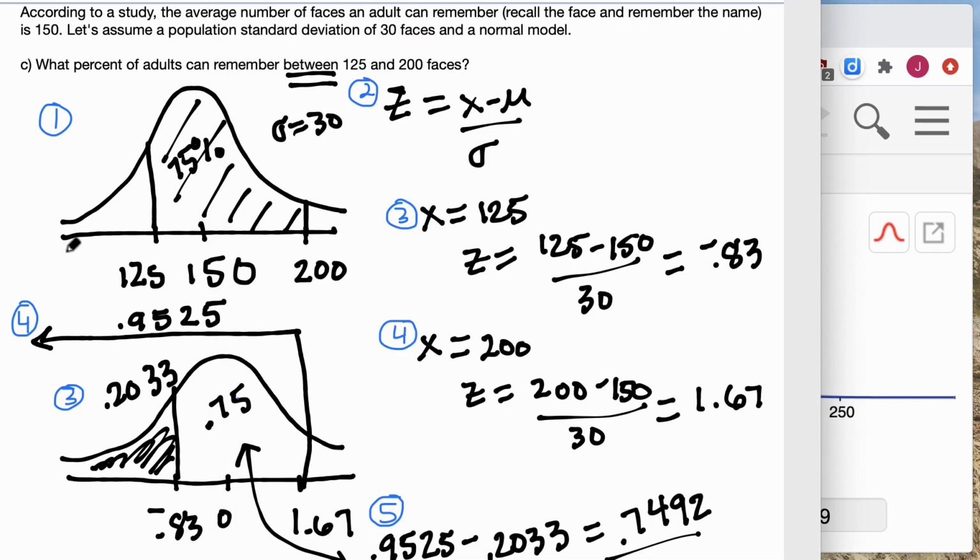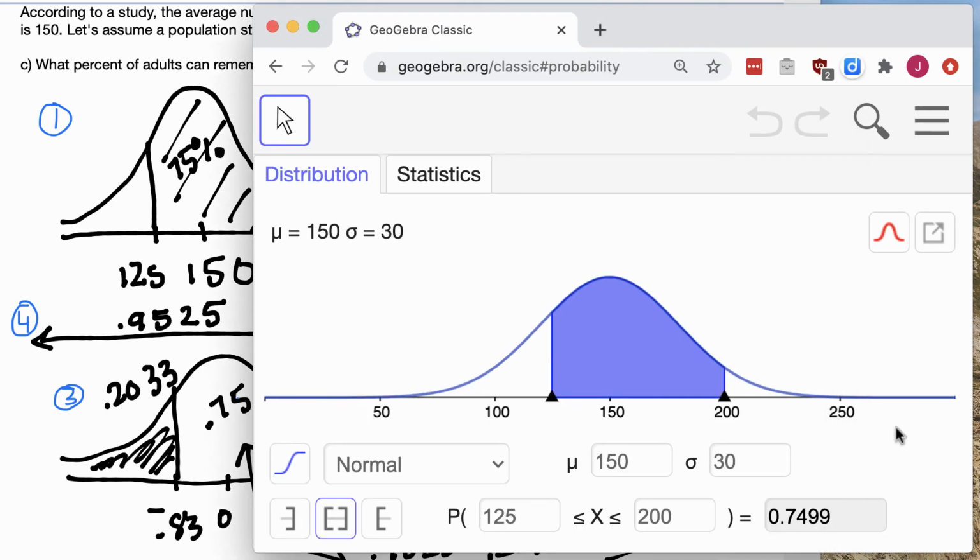When you work by hand, you have to go from the original data, turn it to a z-score, get an answer. So there's that middle step of z-scores that bring in some possible room for error. Just a tiny little bit in your final answer. So there you go. That's how you can use GeoGebra to find the area between 2 values on a normal distribution.